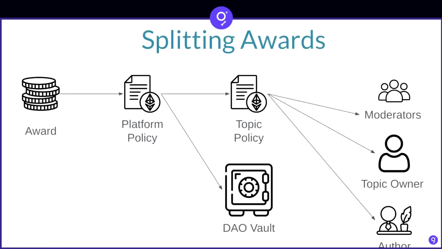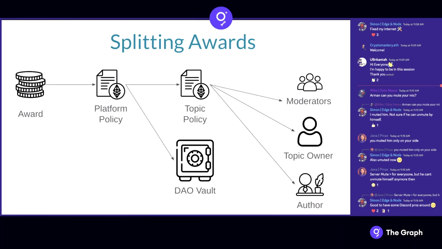But before I start discussing the DAO part, let me explain how the award is actually split on the platform. When the user sends a specific amount of ETH to the smart contract as an award, first the platform takes its own split from the award and sends it into the DAO vault. The rest of the reward is split between the post author, the topic owner, and topic moderators based on the rules set by the topic owner.